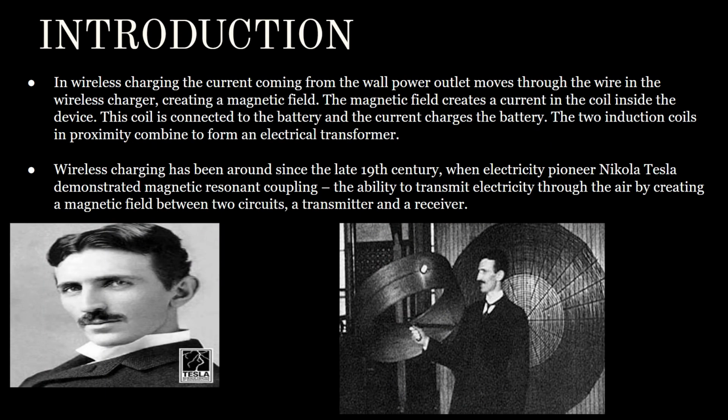In wireless charging, the current coming from the wall power outlet moves through the wire in the wireless charger, creating a magnetic field. The magnetic field creates a current in the coil inside the device. This coil is connected to the battery and the current charges the battery. The two induction coils in proximity combine to form an electrical transformer.